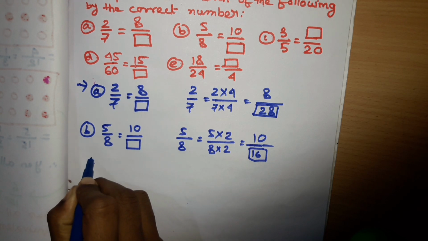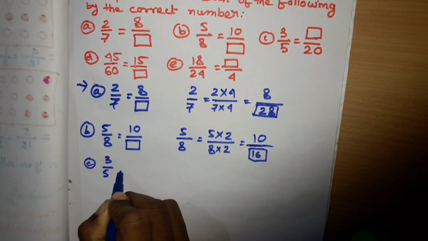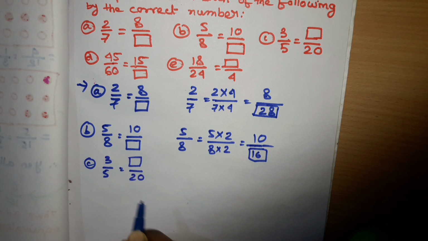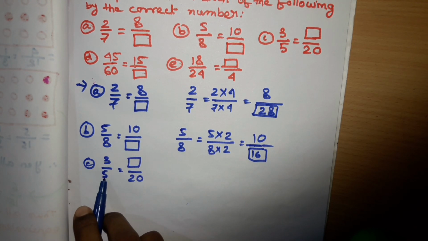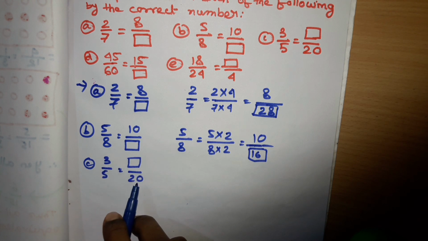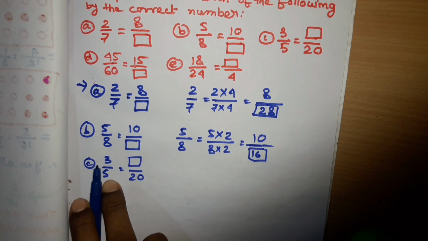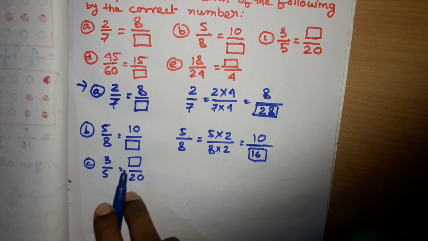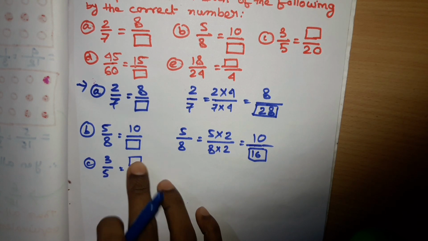And now coming to number C, what is written? 3 by 5 is equal to blank box by 20. Now see, in the denominator it is 20. How do we get 20? If I multiply 5 by 4, I will get 20. At the same time I have to multiply this 3 with 4, so that I will get the answer in the blank box.